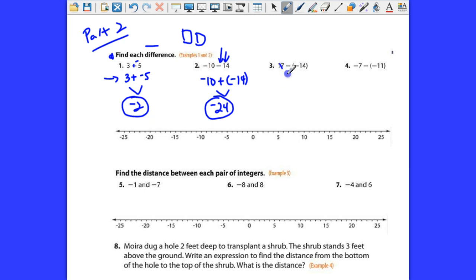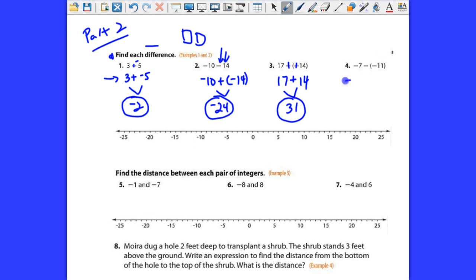Number 3, if we change that to addition, whoops, didn't mean to do that. Let's make him go away. And back to my pen, there we go. 17 minus negative, so change it to plus positive. Add those numbers together, 7, 8, 9, 10, 11, that would be 31 for you right there. 17 plus 14, 31.